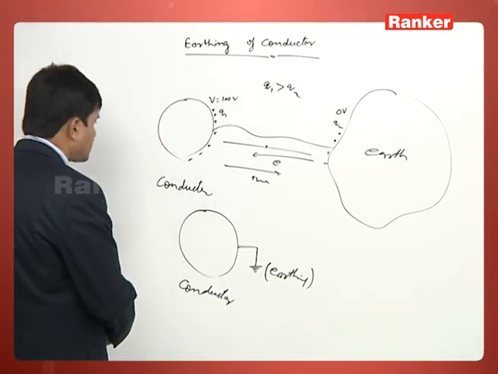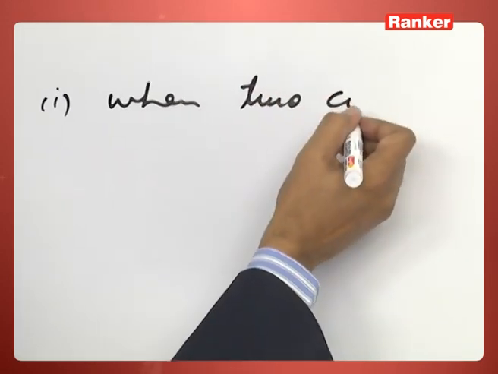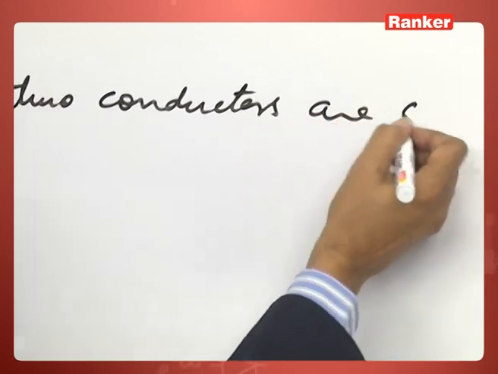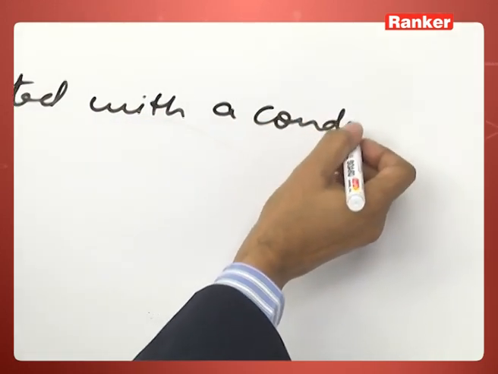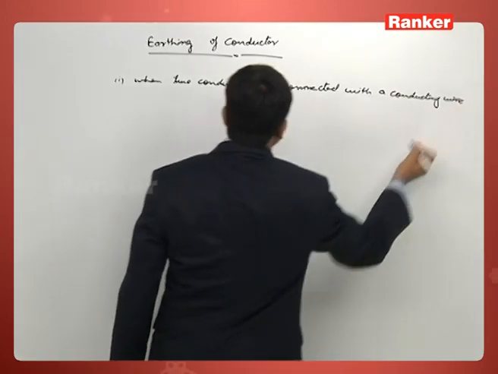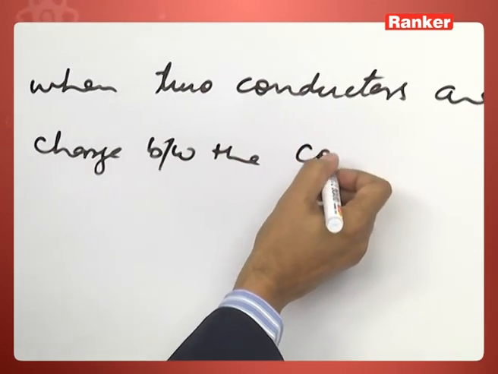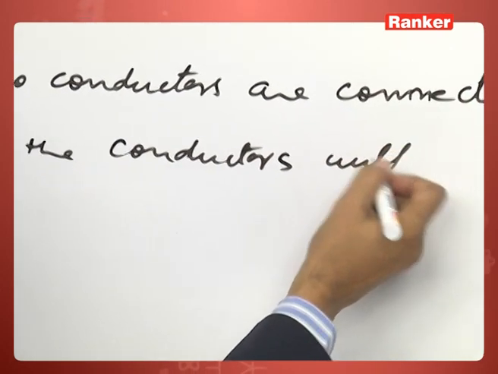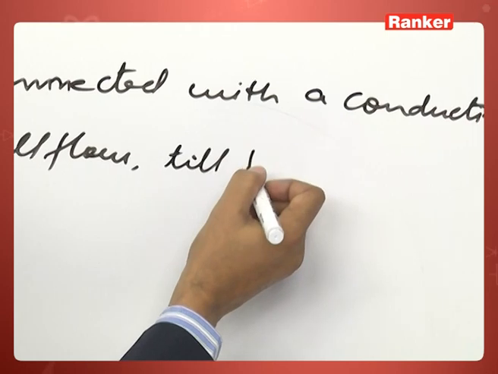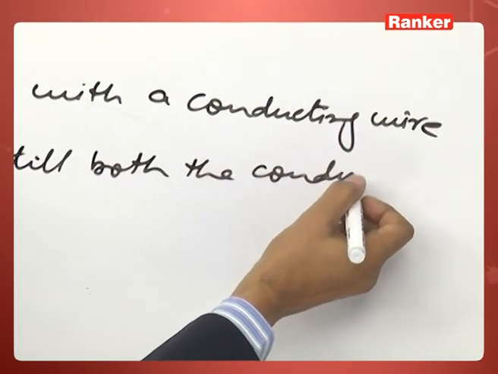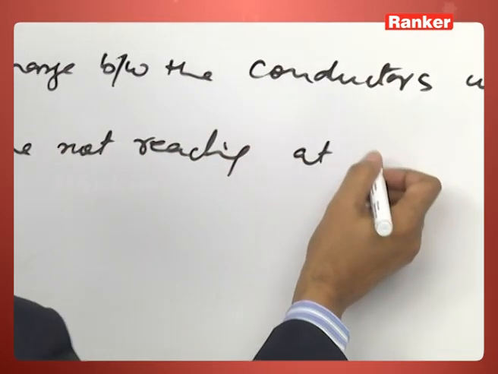Now see what will happen in case of earth. The first point we can write: when two conductors are connected with a conducting wire, charge between the conductors will flow till both conductors reach the same potential.